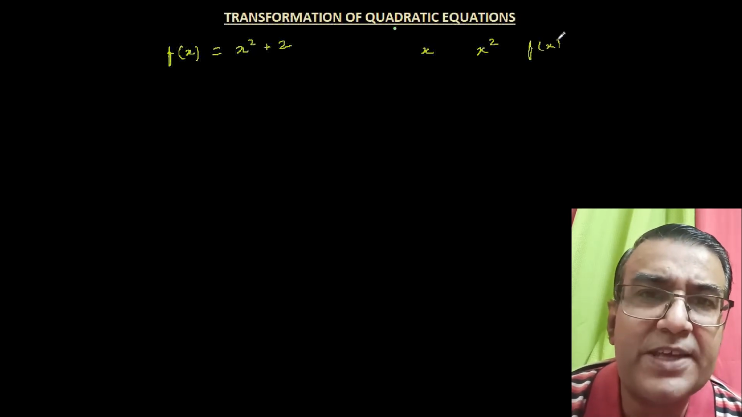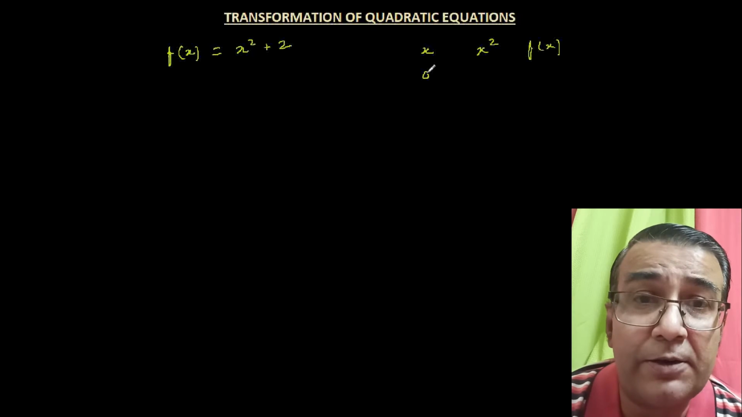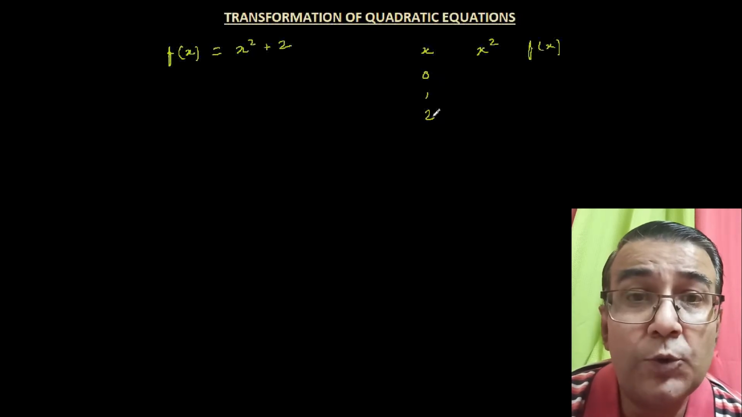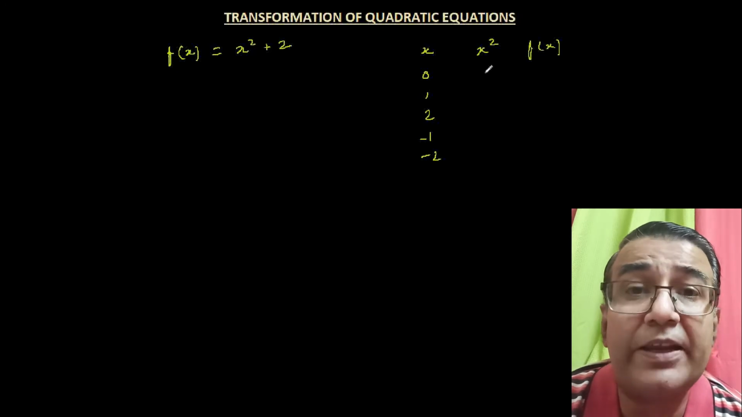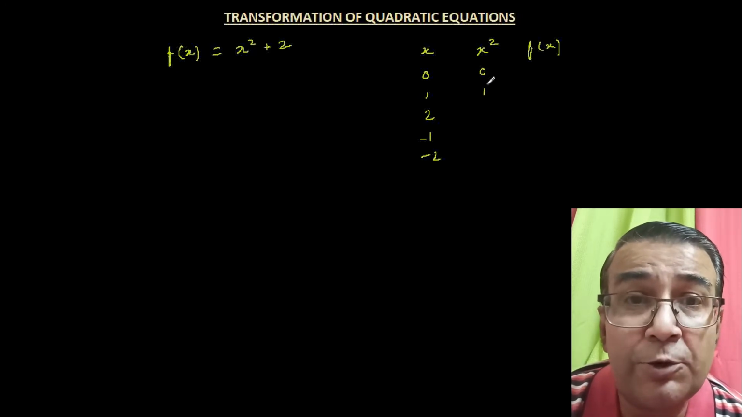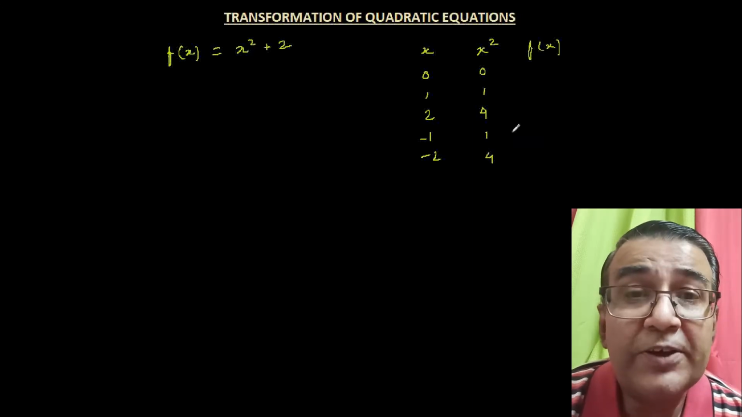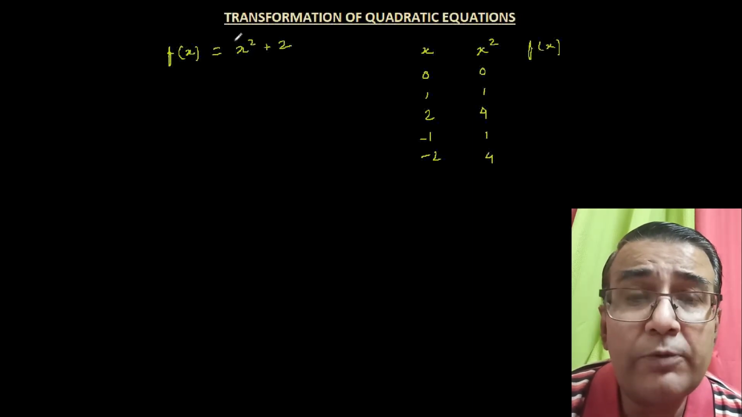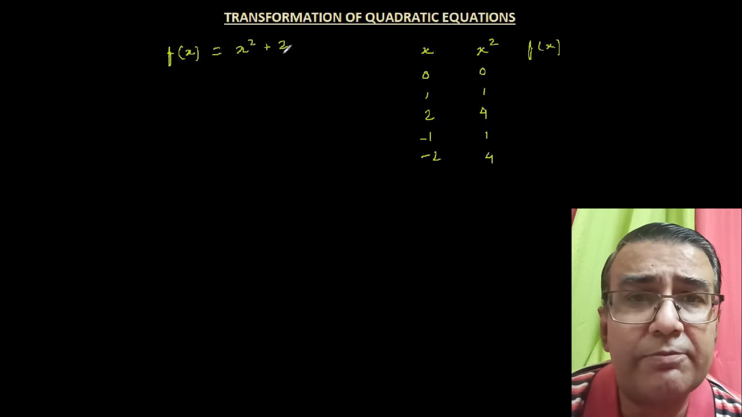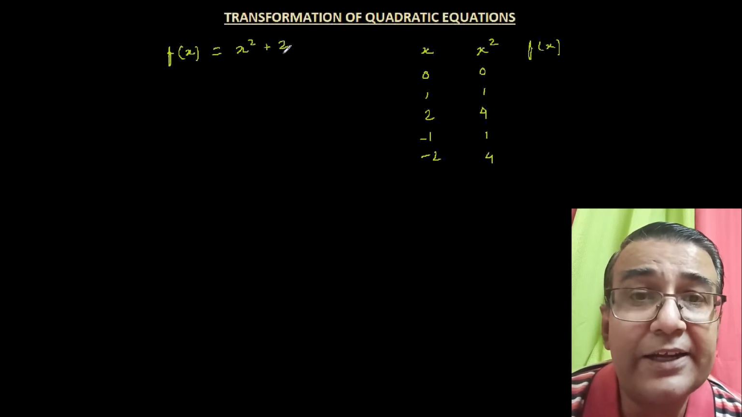And let us start with the same values of x that we had taken earlier. So it's 0, 1, 2, negative 1 and negative 2. And obviously it will have the same values of x squared also, which is 0, 1, 4, 1 and 4. Now to figure out the value of f of x, all we have to do is just take the value of x squared and add 2 to it.